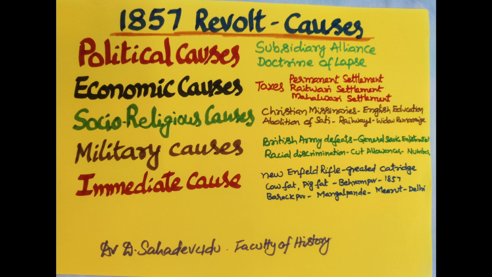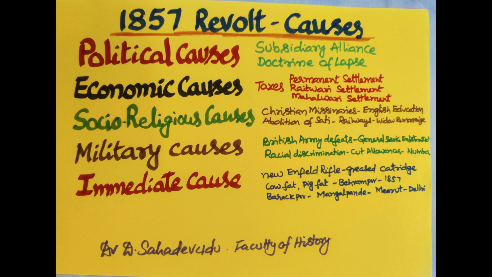The proportion of British troops to Indian troops was very low. The European element in the army was 19%, and the Indian army was the major portion. The distribution of troops was also one of the major faults. So the discontent among the military sepoys led to the outbreak of the 1857 revolt.